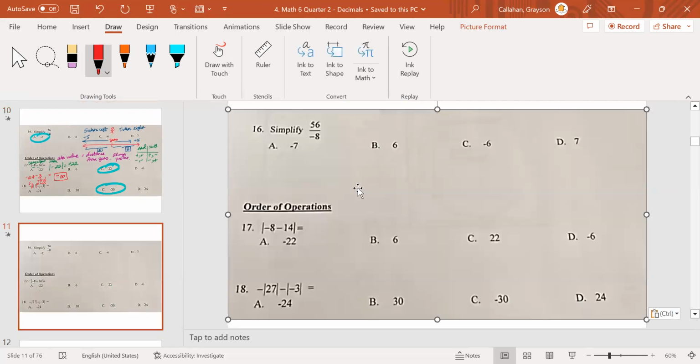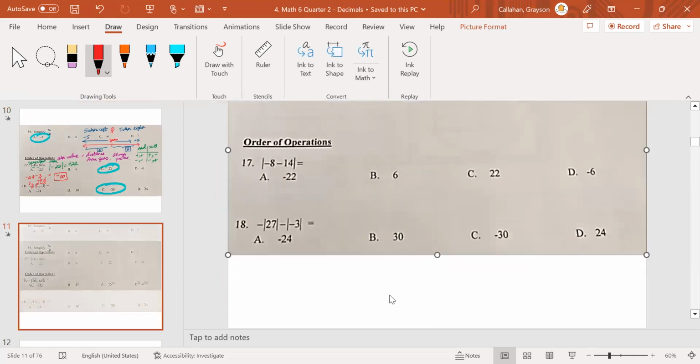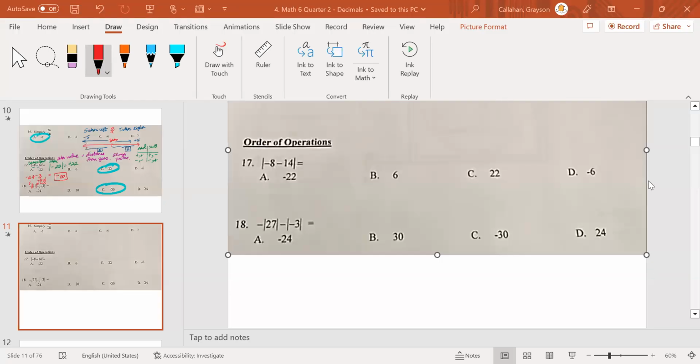Okay, so I want you to go ahead and take a look at number 17 and 18. What do you think the answer is? Don't look at your paper, look up there and see if you're able to figure it out by yourself. Just looking at number 17, what do you think the answer is going to be? 22. Positive or negative? Okay, all right. Number 18, do you think your answer is going to be positive or negative? Just looking at that. Negative.